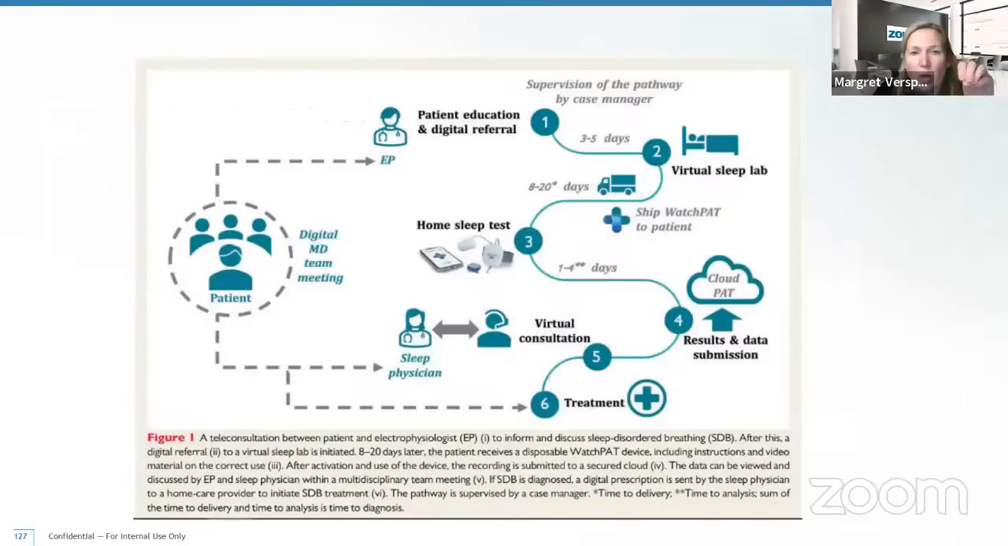The WatchPAT One device is sent to the patient. The patient is doing a sleep test. The sleep test is uploaded to the cloud. It goes to a virtual sleep center where somnologists, very well-known somnologists, look at the data and talk to the patient in a video contact, so they also take an anamnesis. They look at the data and see if the patient needs to be treated, yes or no, or maybe in some cases the patient still needs a polysomnography, for example, because they see other things. But this is a pathway where the patient can get diagnosis and treatment in a very easy and quick way.